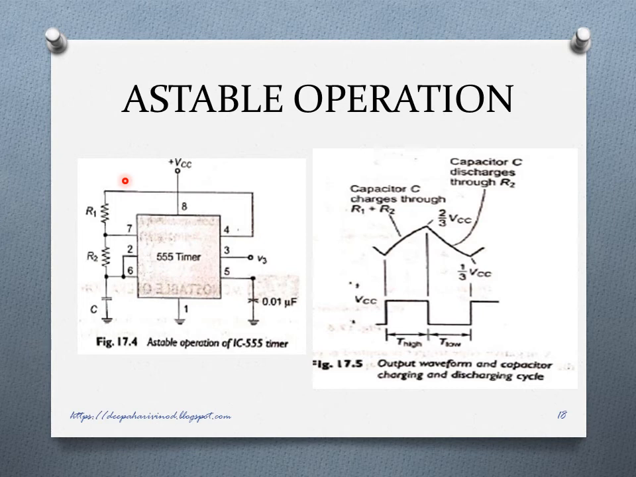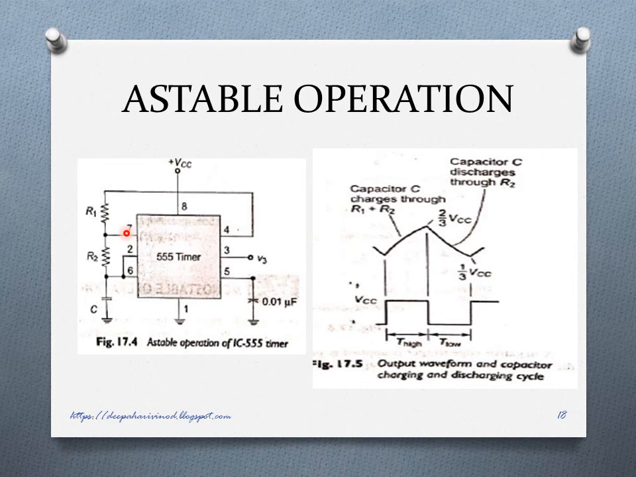The comparator 1 saturates, as per the internal diagram we saw in the previous slide. So in that we had two comparators. Comparator 1 saturates and its output triggers the flip-flop. So the output at pin 3 goes low. At the same time the transistor becomes on, causing the output at pin 7 to discharge the capacitor through R2.